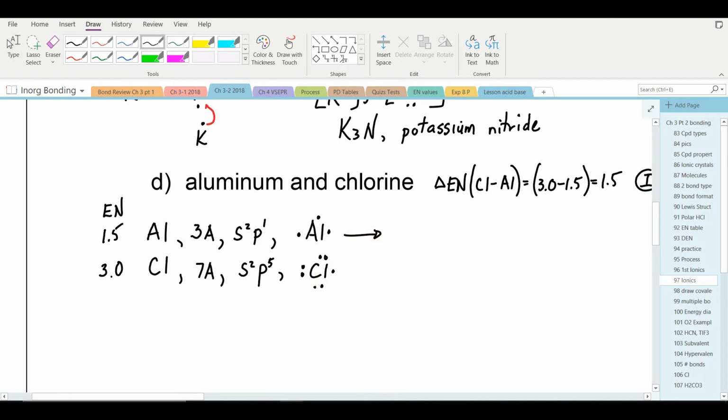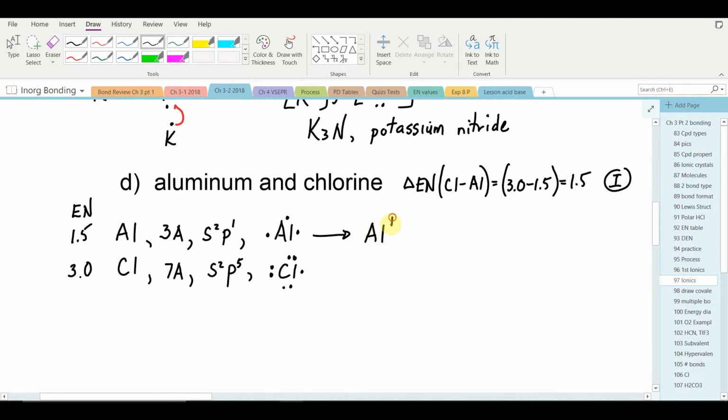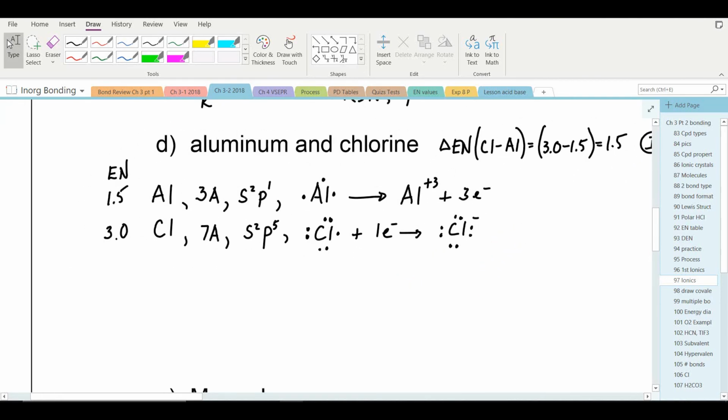Aluminum, being a pretty reactive metal, would like to lose 3 electrons and form an aluminum 3+ cation and release 3 negatively charged electrons. Chlorine, being a reactive nonmetal, would like to gain an electron and form chloride. And now both aluminum and chloride are isoelectronic with the nearest noble gas. In the case of aluminum, it would be neon. In the case of chlorine, or chloride, it would be argon. So we can say that we'll need 3 chlorines for every 1 aluminum. Let's put aluminum in the center and we'll surround it by 3 chlorines.